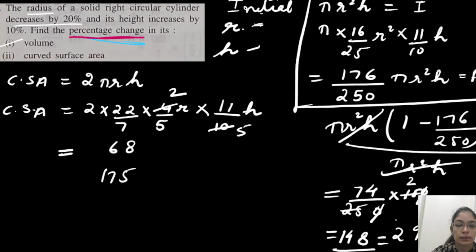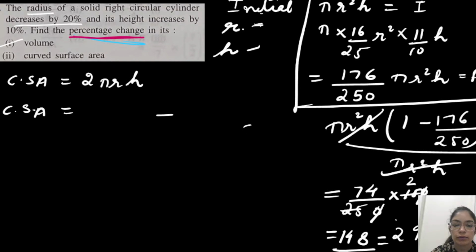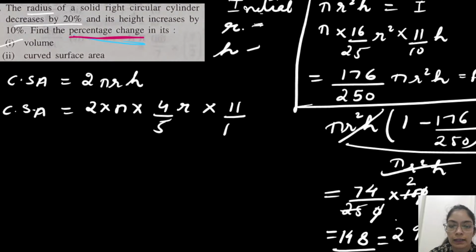One second, we'll let it be in this form only. Why are we substituting? Because again we have to find the percentage. So 2 into pi into R's value. R's value we can write as 4 by 5 R. Height's value is 11 by 10 H. So this only we can simplify. Let it be in pi form only.